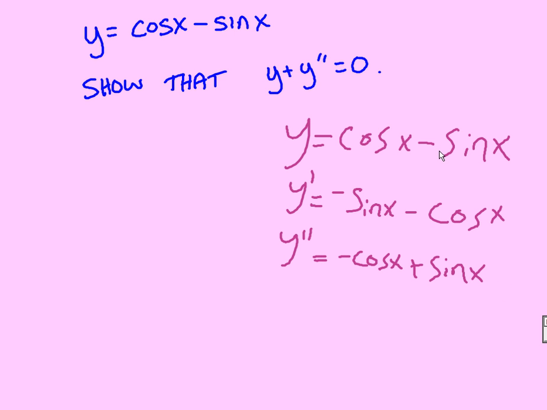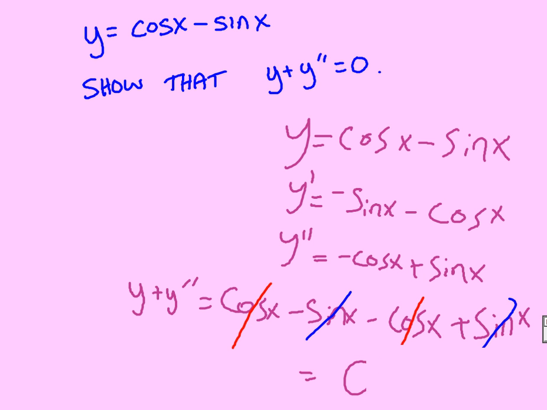So we have here y is exactly as it's written. Y prime, I can just go and take each derivative. And then y double prime, take the derivative of each of those. Well, to show that y plus y double prime is zero, let's just write what it is. It's cosine of x minus sine of x, that was y, and then adding y double prime, which is negative cosine plus sine. Well, look, the cosines cancel, the sines cancel, so it does in fact equal 0. So there's just a little kind of a proof that you can do in terms of using these differential equations.